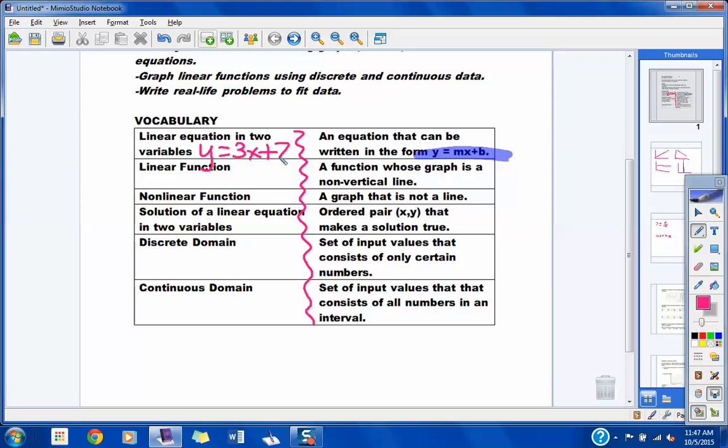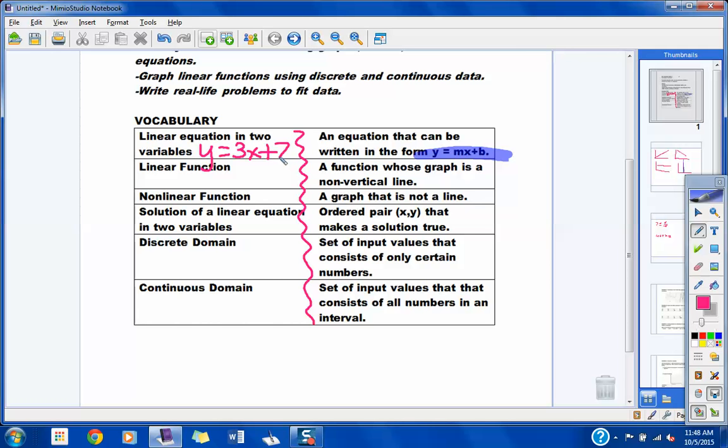So we looked at that. Nonlinear functions: the graph is not a line. That makes sense. Solutions, basically it's an ordered pair, x and y, that make a solution true. If something is a solution, that's making the equation true, doesn't it? And a part that's probably new for you today: discrete domain and continuous domain.